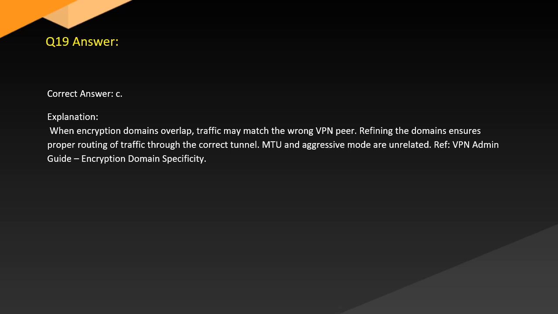Answer. Correct answer: C. Explanation. When encryption domains overlap, traffic may match the wrong VPN pair. Refining the domains ensures proper routing of traffic through the correct tunnel. MTU and aggressive mode are unrelated. Ref. VPN admin guide, encryption domain specificity.